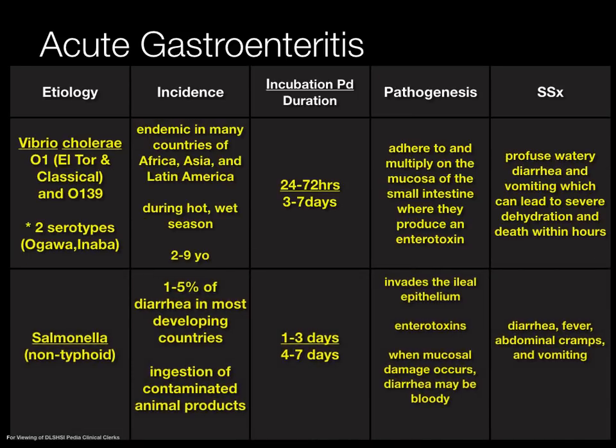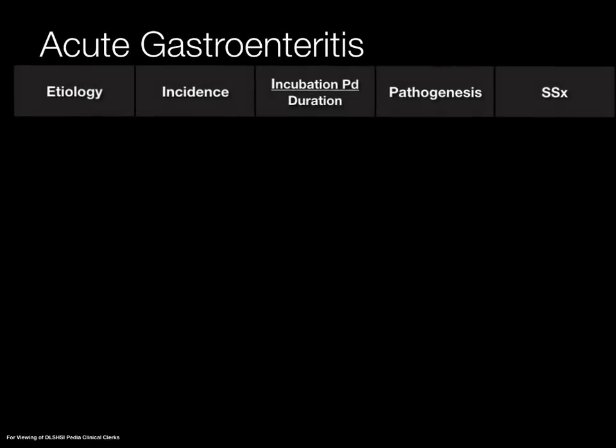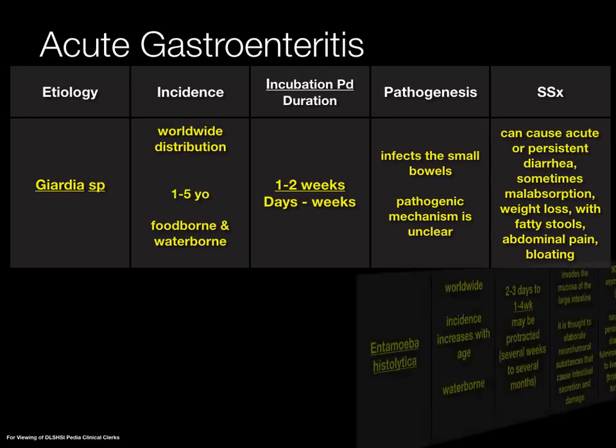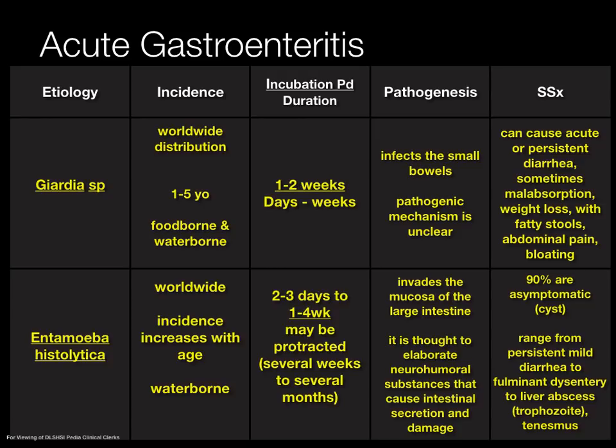Salmonella AGE causes diarrhea, fever, abdominal cramps, as well as vomiting. Protozoan diarrhea can cause acute or persistent diarrhea, specifically in Giardia, sometimes with malabsorption, weight loss, fatty stools, abdominal pain, and bloating. The most common of the protozoan AGE is Entamoeba histolytica. 90% are usually asymptomatic. It can range from persistent mild diarrhea to fulminant dysentery to liver abscess with tenesmus.